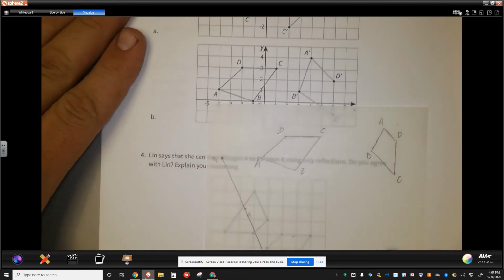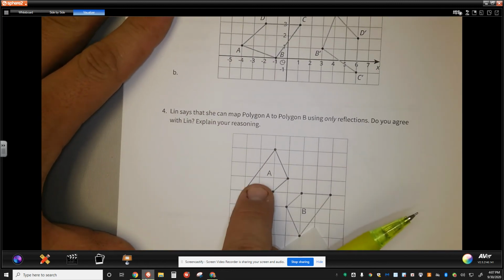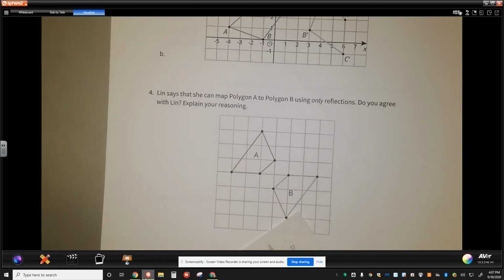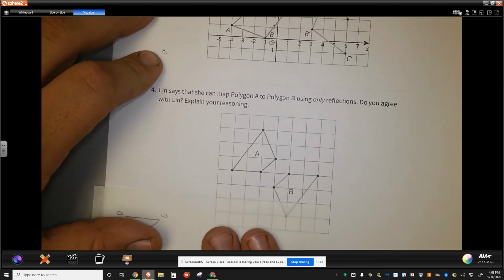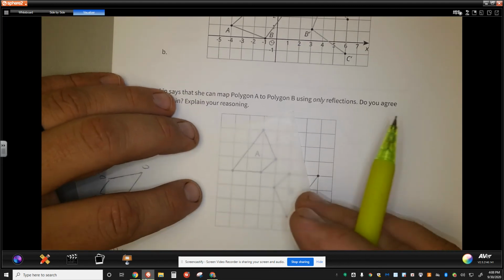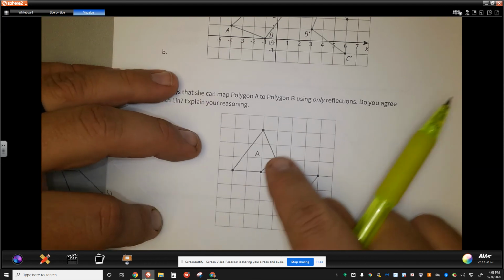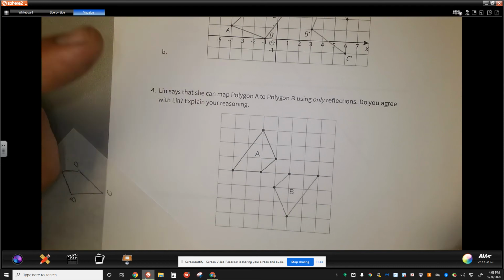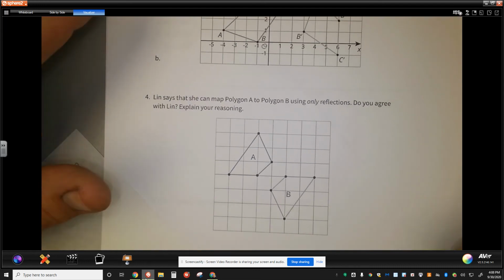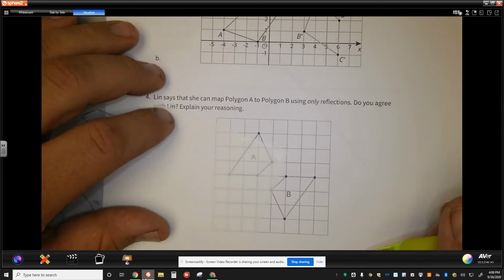The final information that we're working on, Lynn says that she can map polygon A to polygon B using only reflections. Do you agree with Lynn? Explain your reasoning. Well, my first thought is, well, maybe I can just reflect it straight across a line right in between the two of them. Yeah, that's a good thought. Why don't you give it a try? See what happens with that. If not, try a couple other ones. Give it a good go.